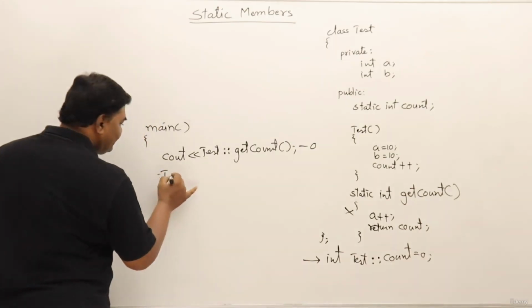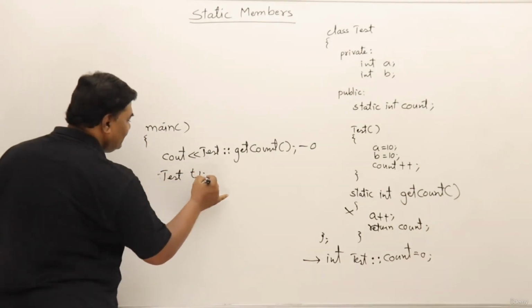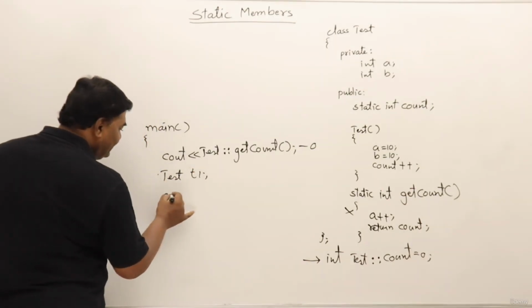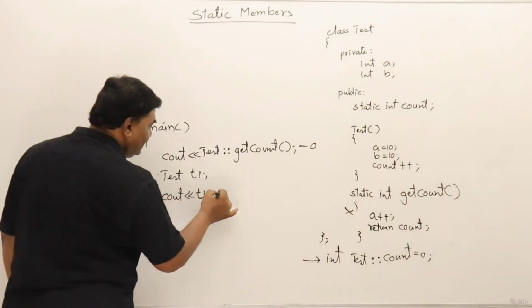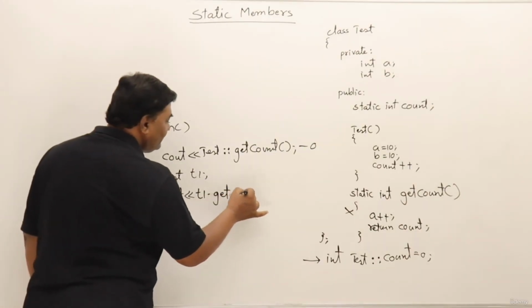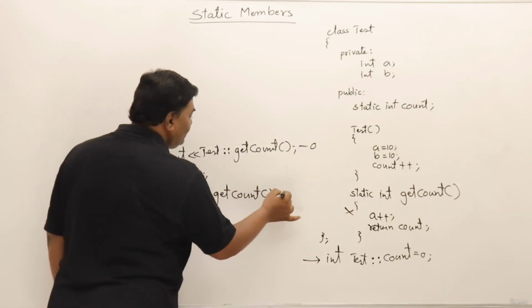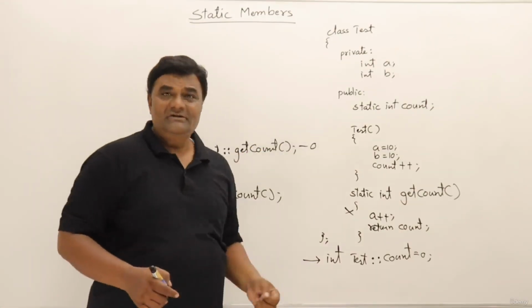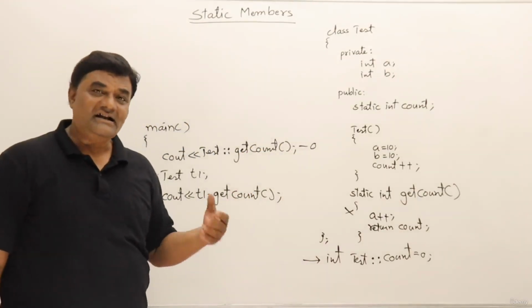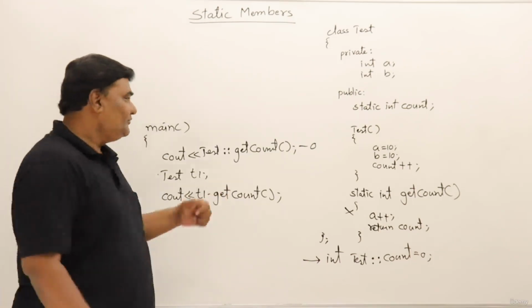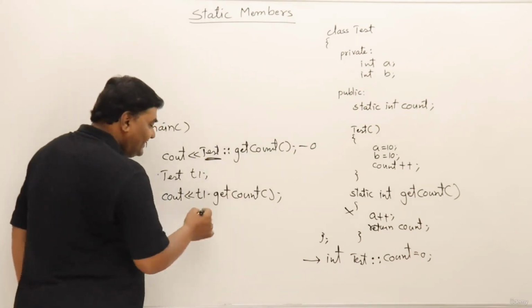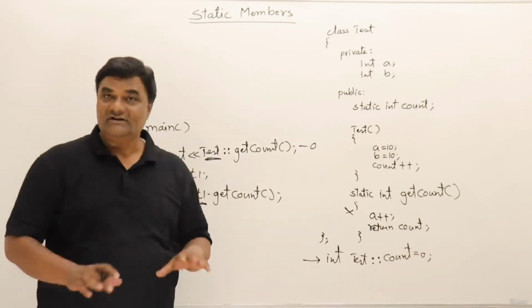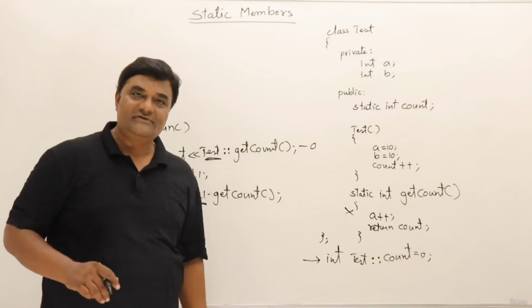Now if I say Test t1, an object is created. Then I say cout t1.getCount. Can I call this function getCount upon the object? Yes. It is just like static variables. You can access static functions by using the class name as well as using an object. So that's it. I'll give you some examples on this.